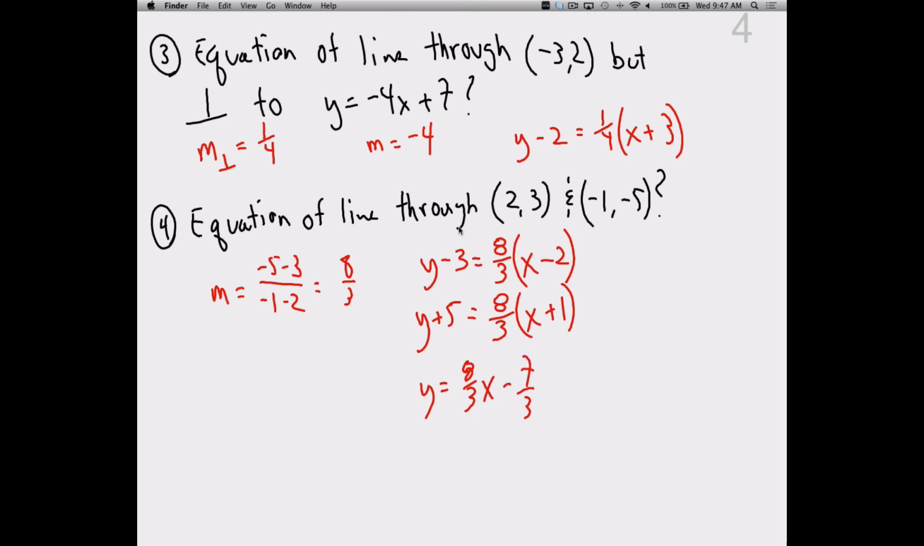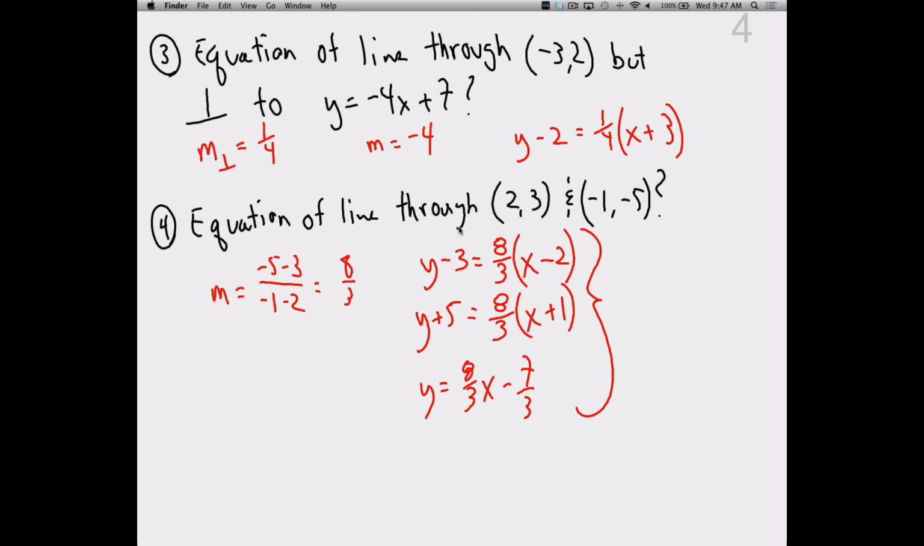So again, working with fractions there, distribute the 8/3. 8/3 times 1 is 8/3. Subtract 5 from that. Again, whether you do it on your calculator or you work with fractions, it's entirely up to you. Okay. 3 possible answers for the same problem. How can that happen? It's all the same line. It's just a different way to refer to it.